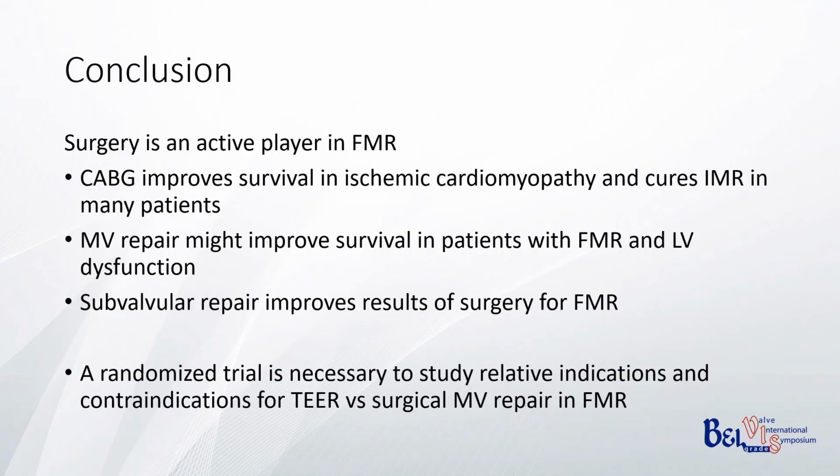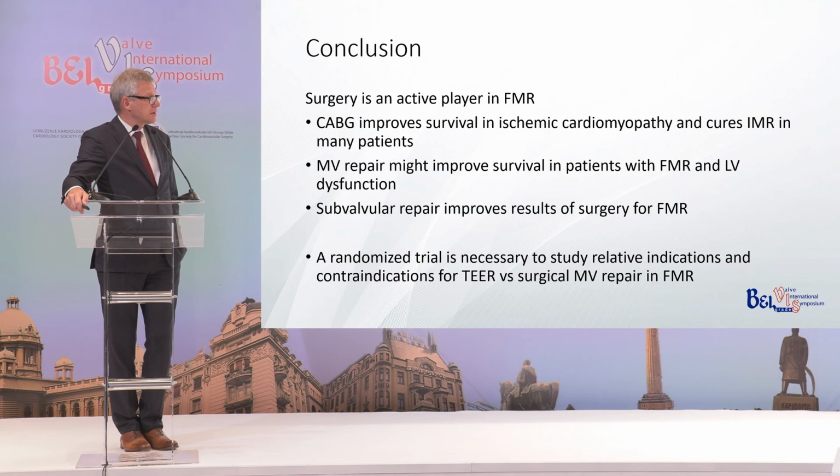So let me just conclude that I believe surgery is, and should be, a very active player in functional mitral regurgitation. First, CABG is an obvious procedure that improves survival in ischemic cardiomyopathy and may cure ischemic mitral regurgitation in at least some patients. Mitral valve repair might improve survival in patients with FMR and LV dysfunction, at least as shown by some trials. And subvalvular repair improves results of surgery for functional mitral regurgitation. That's been shown for sure.